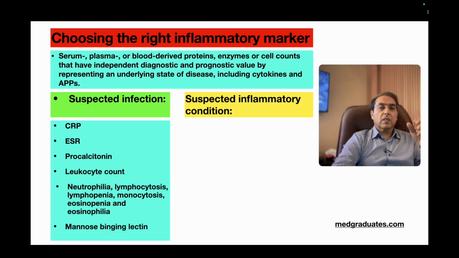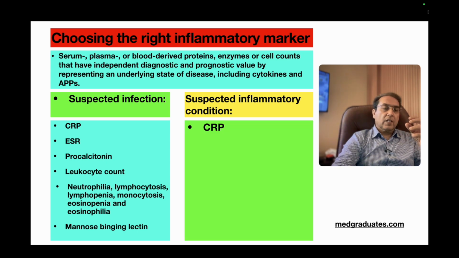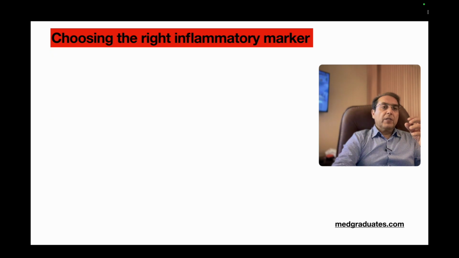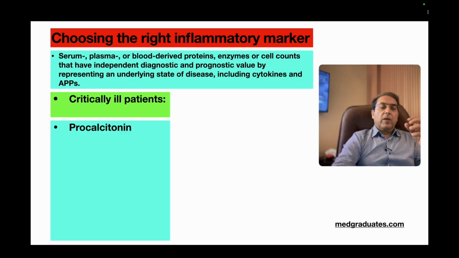problem. And if you're considering inflammatory conditions like SLE, rheumatoid arthritis, inflammatory bowel disease, we can go for CRP, we can go for ESR, and we can go for plasma viscosity. And in patients who are critically ill, we may go for procalcitonin and leukocyte count.